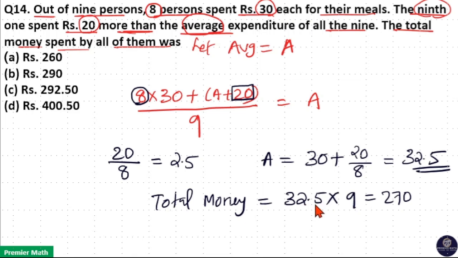2.5 can be written as 5 by 2. For 5 by 2 into 9, 5 into 9, 45. 45 by 2, 22.5. So, 270 plus 22.5 is equal to 292.5. So, option C is your answer.